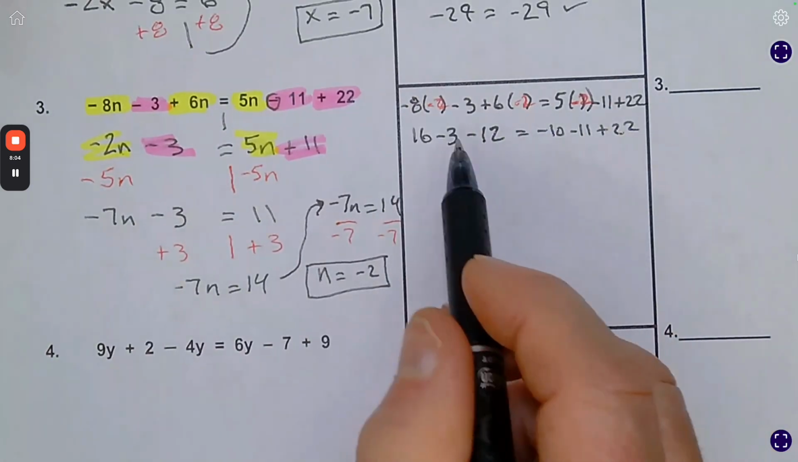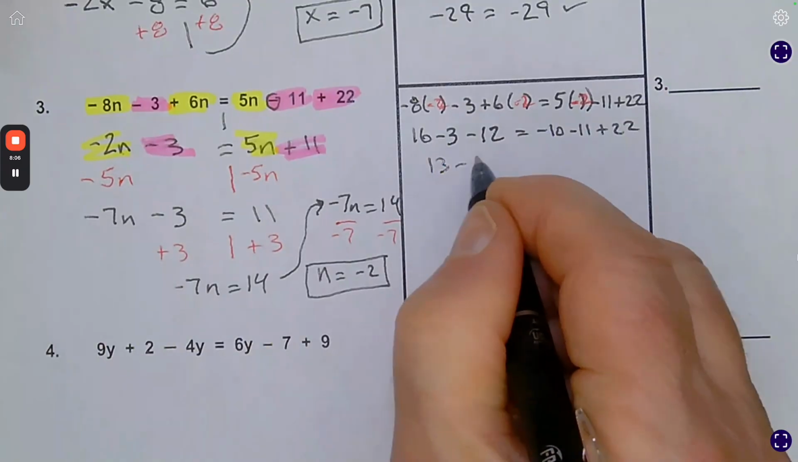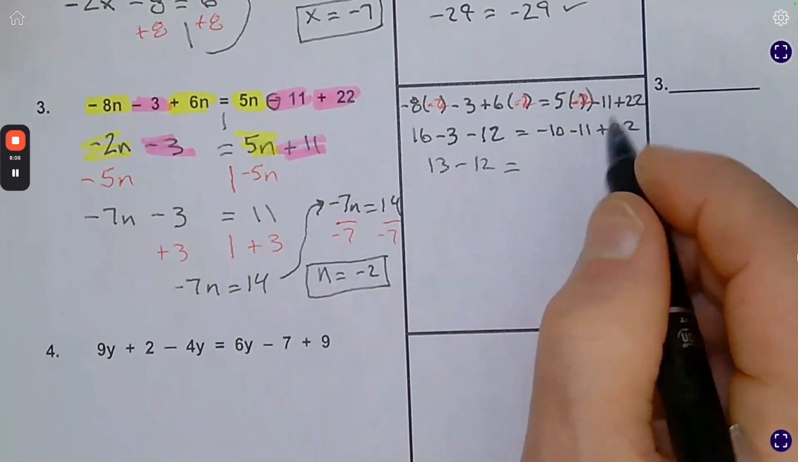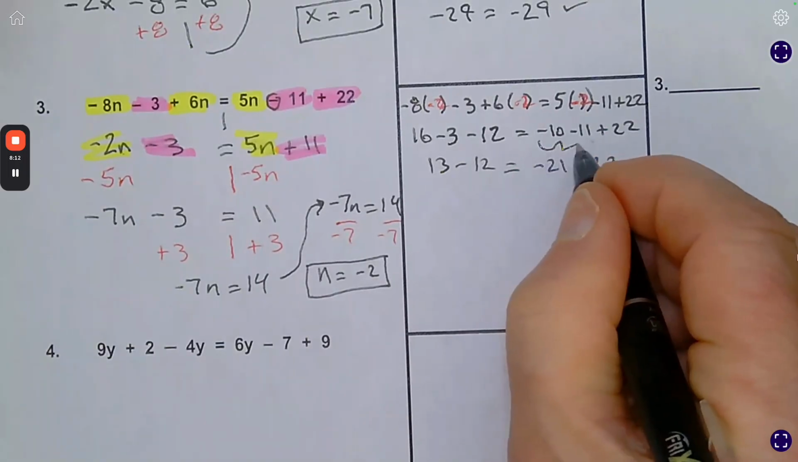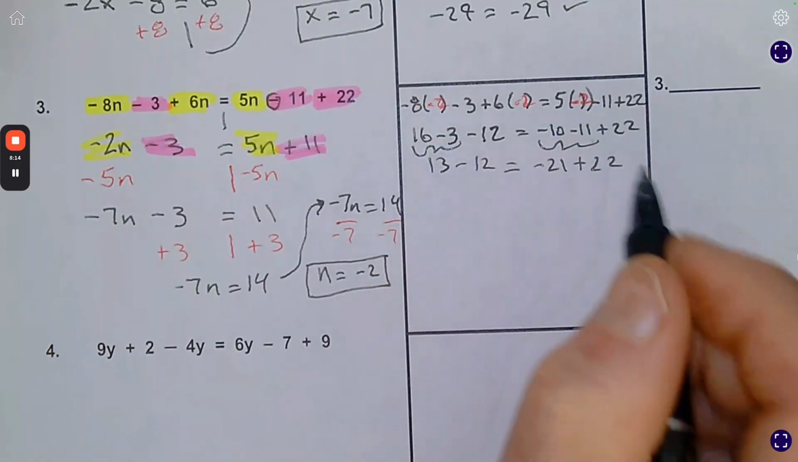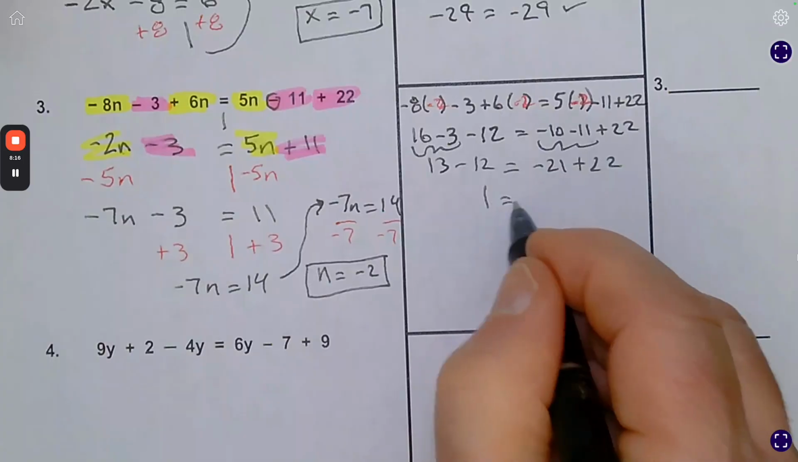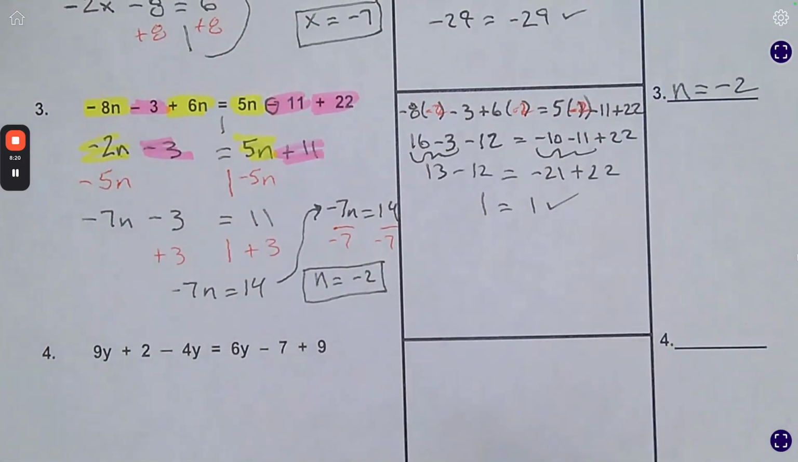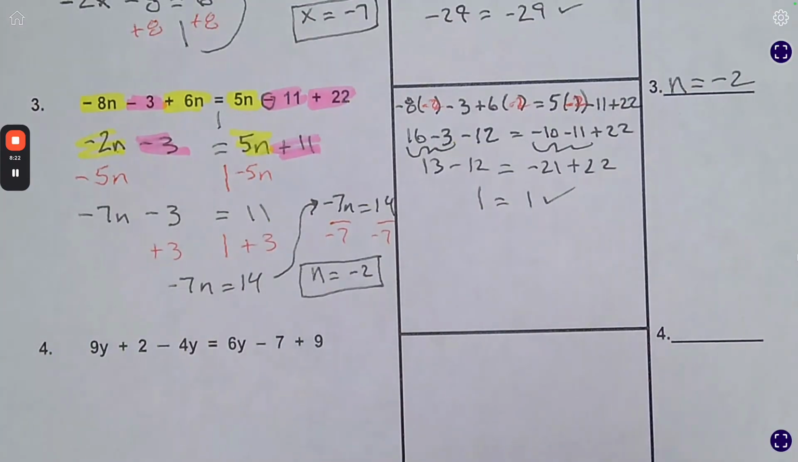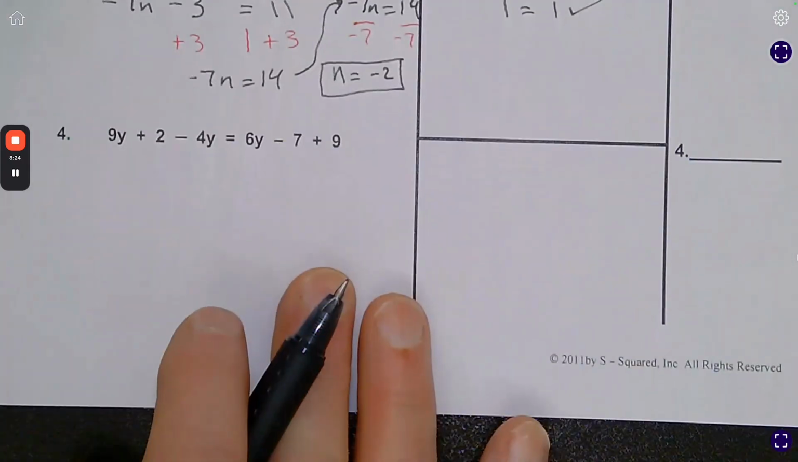All right, if I add all these up, I get 13 minus 12. And this gives me negative 21 plus 22 because I combine those and I combine those. Combine those, I get 1 equals 1. Woo, that checks. All right, you're doing great, you're doing great. Let's keep going. This one's a doozy.